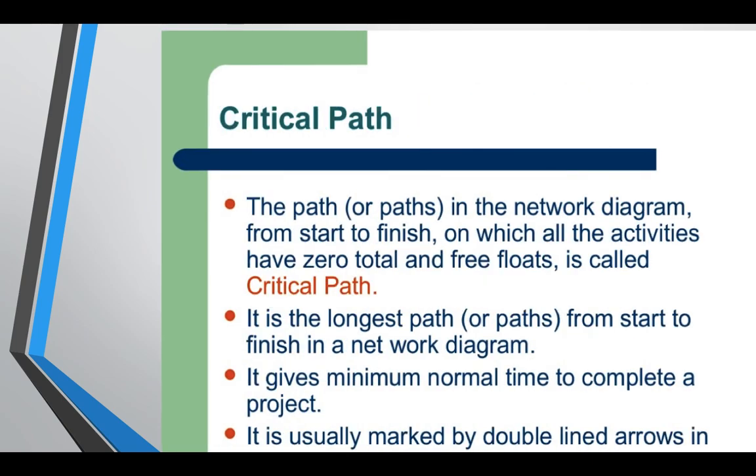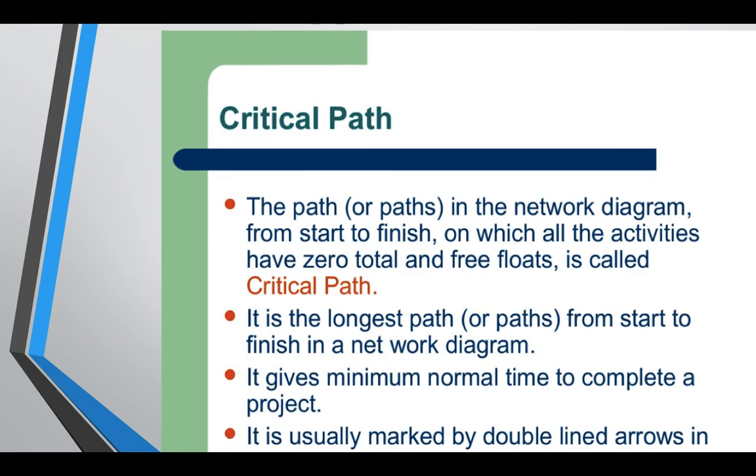The path or paths in the network diagram from start to finish on which all activities have zero total and free floats is called the critical path. So basically with those activities, you don't have any wiggle room when it comes to schedule or time. You can't squeeze anything in or have that activity go longer than it's supposed to. Whatever that duration is, that's going to be your finish time, and you have to go on to your next activity. So that's considered your critical path. You can't deviate from that because then it throws off your whole schedule.